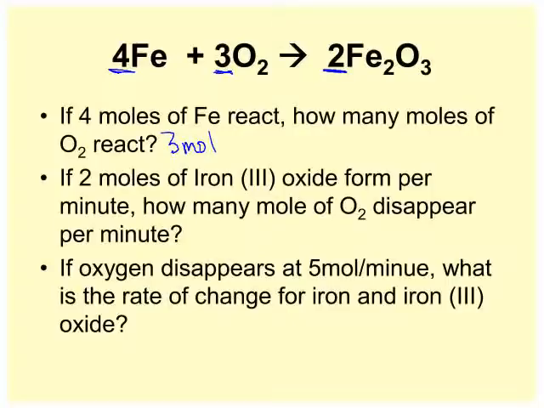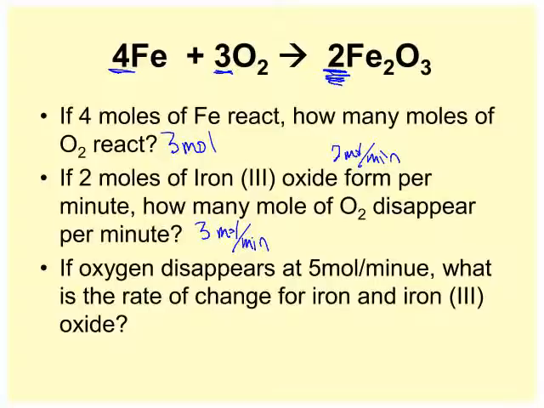So now I've made it a rate. So now it is 2 moles per minute. Now it's a rate. How many moles of oxygen disappear per minute? So again, if this is the coefficient for iron 3 oxide, then the rate is going to be 3 moles per minute. So it doesn't mean 3 moles will react, it means 3 moles will react per minute.